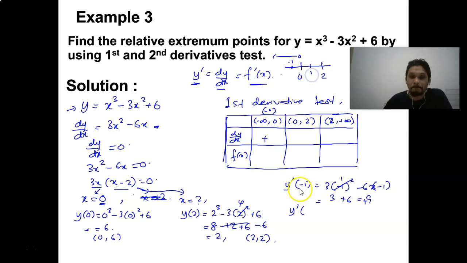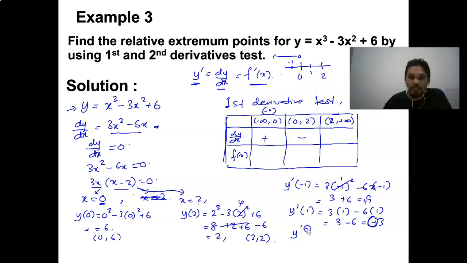I choose 1. Then again dy/dx, 3 times 1 squared minus 6 times 1, so 3 minus 6 equals negative 3. Let's look at the sign here, which is negative.